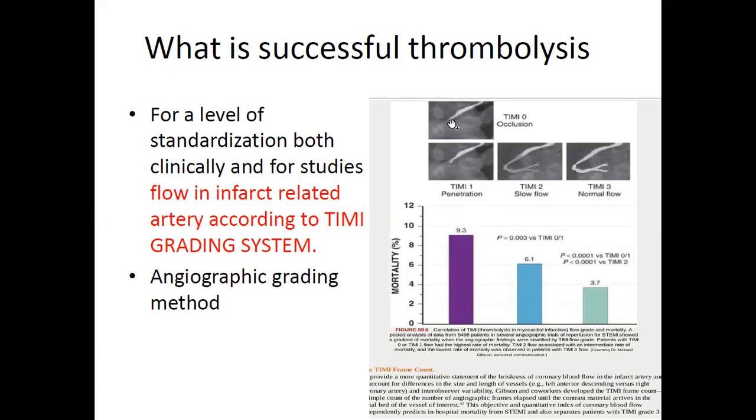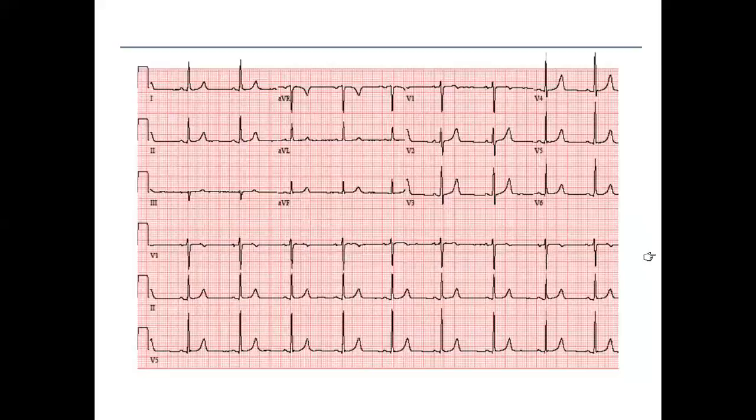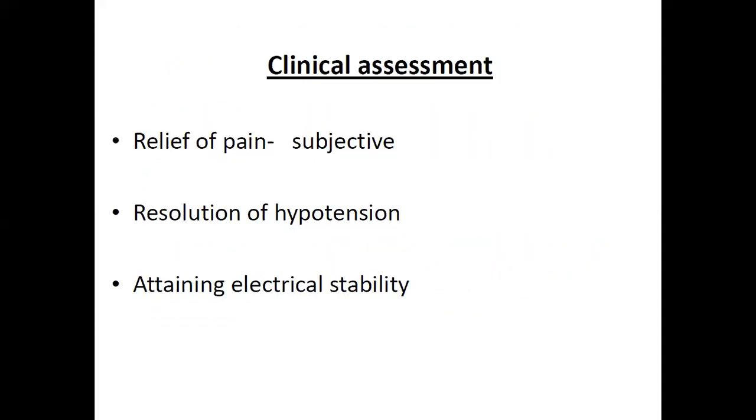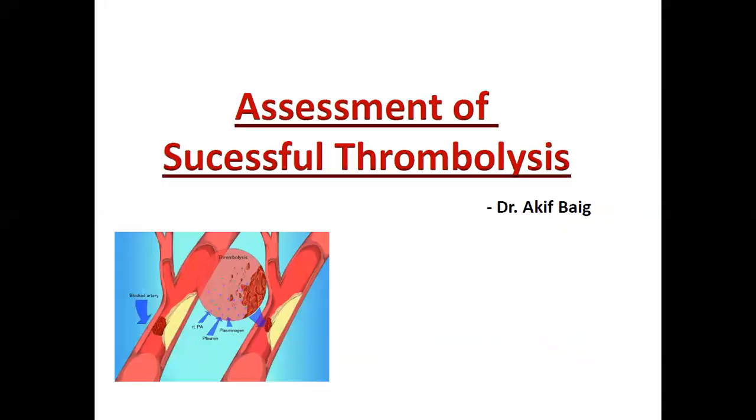During MI there is normally complete occlusion. After successful thrombolysis, the patient should at least develop TIMI 2 or TIMI 3 flow. If they develop 2 or 3 flow, that means it is a successful thrombolysis. I hope you have understood this topic. So these parameters: biochemical indices, ECG, angiography and clinical findings. Based on those, you can say whether the thrombolysis is successful or not.